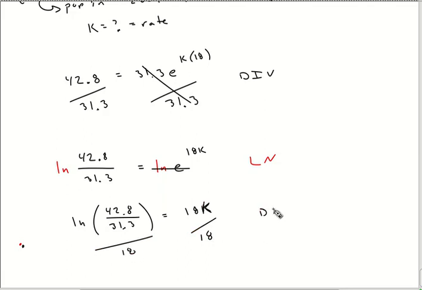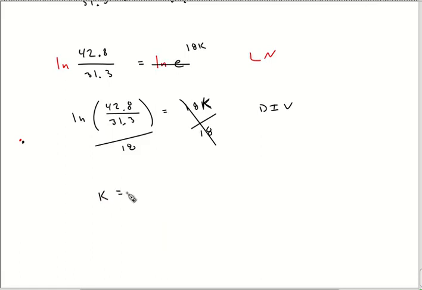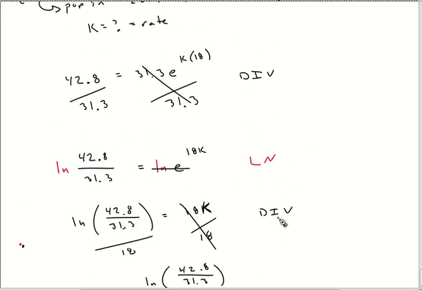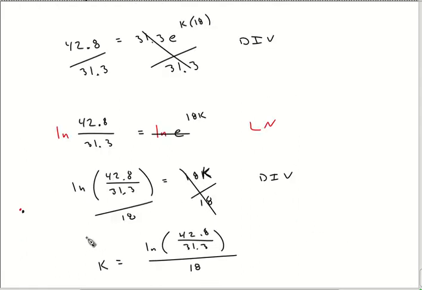Divide. There's this particular pattern. So k is equal to ln of 42.8 divided by 31.3, and then all over 18. Okay. So what did we do to get to this point? Divide, ln, divide. That's the quick version here.